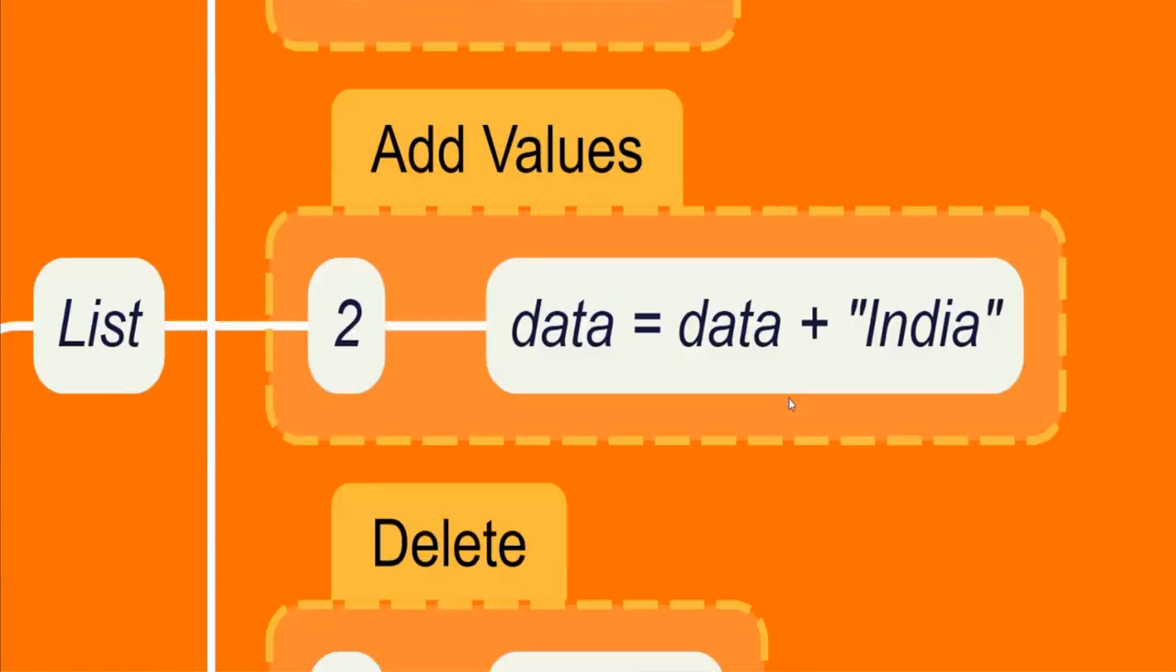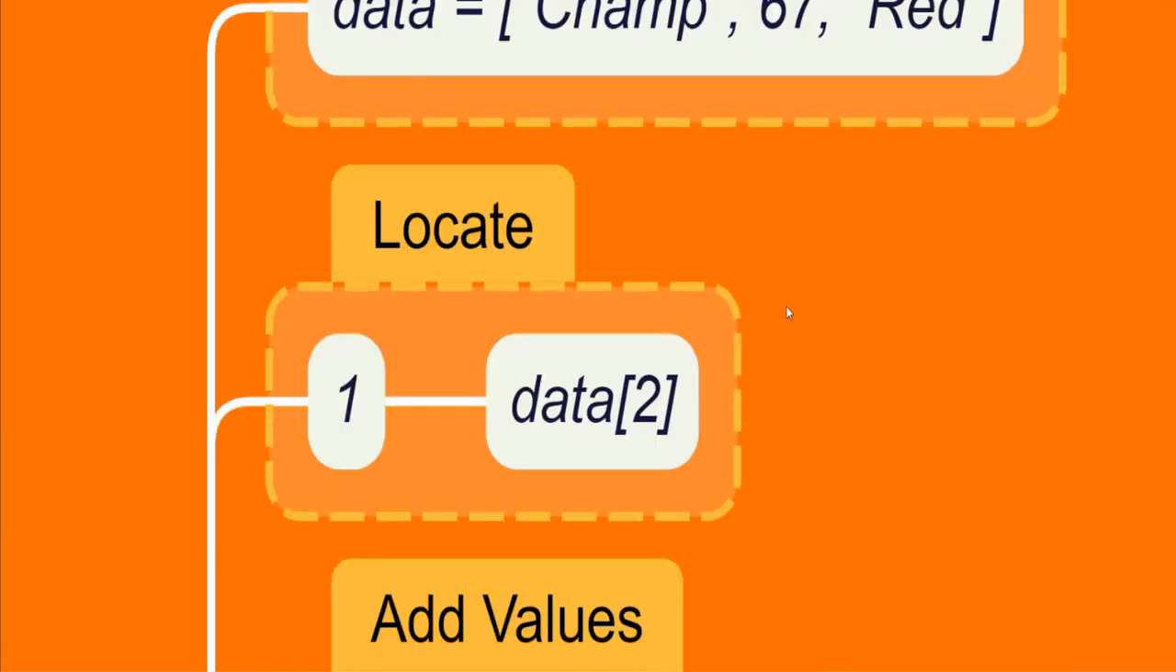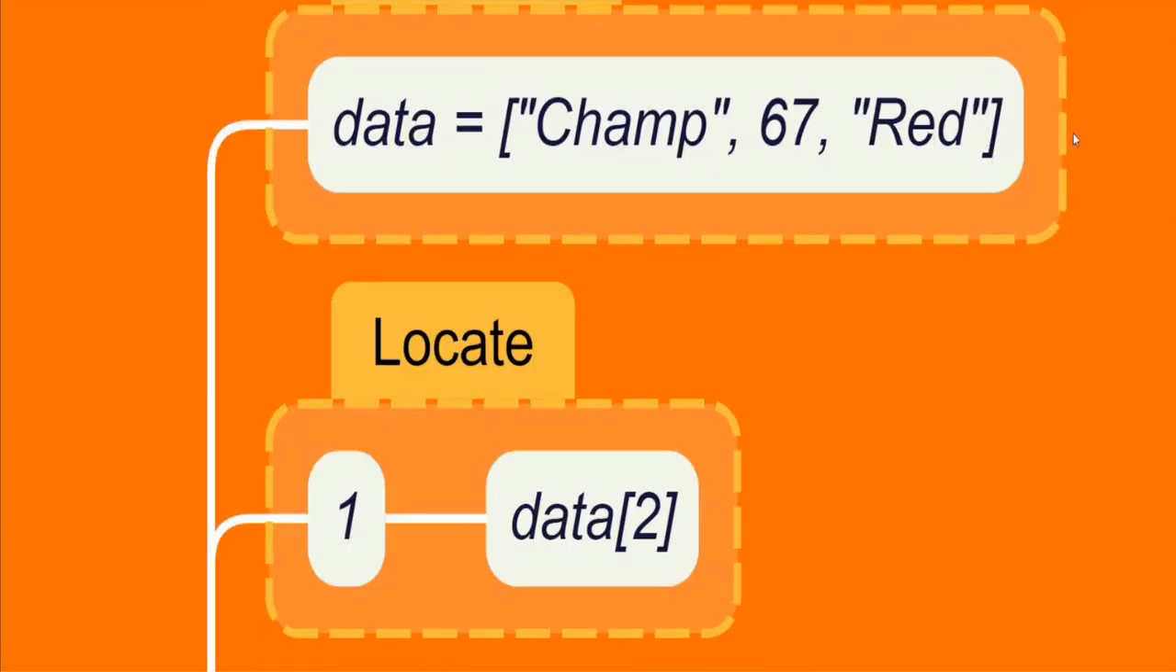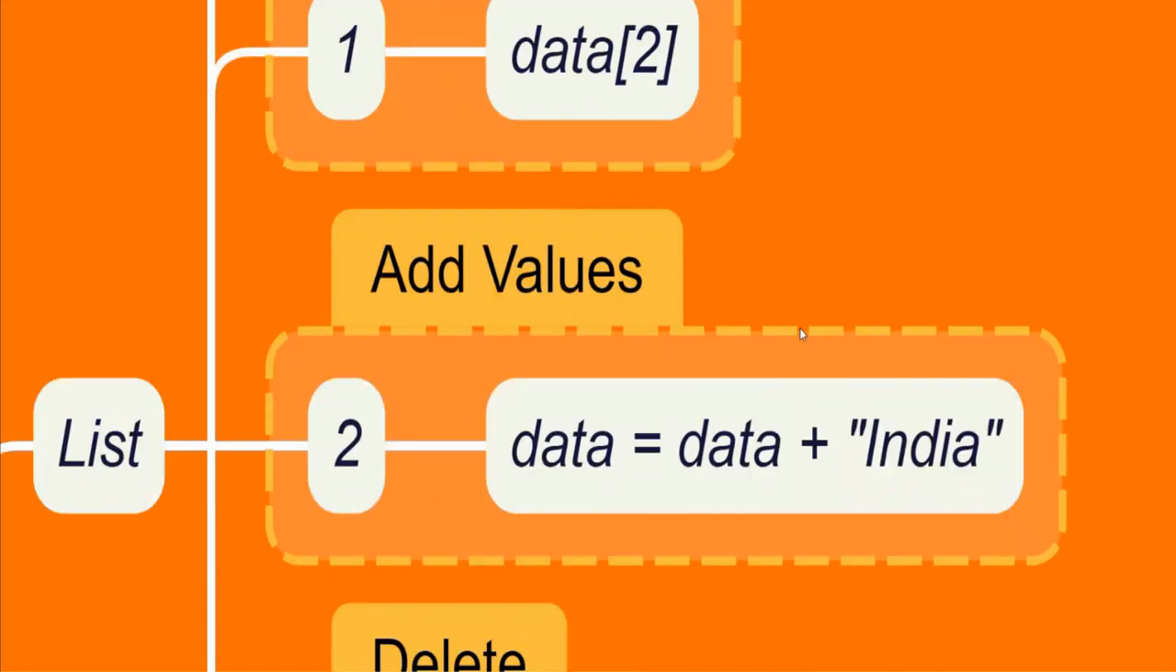Then what I can do is use this method: data plus India. What it will do is take the entire list, plus add one new value into that list, and it will get updated to our same variable. Always it will add the new value at the end of our list. Every time it will add at the end of our list.